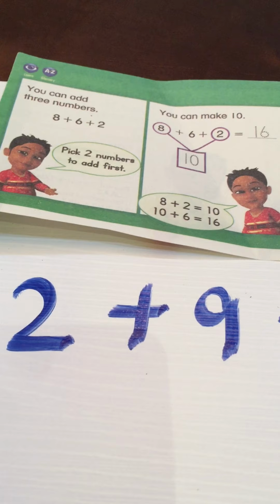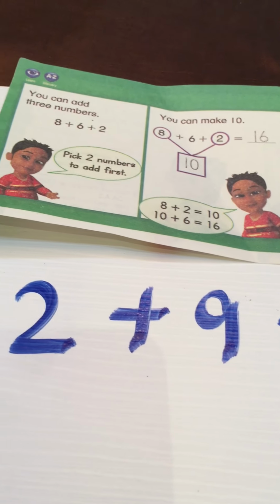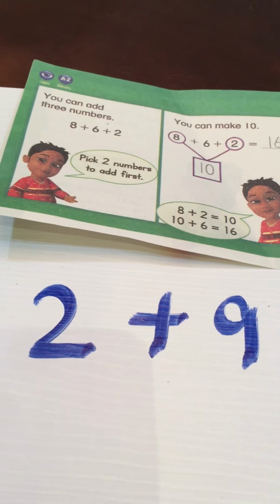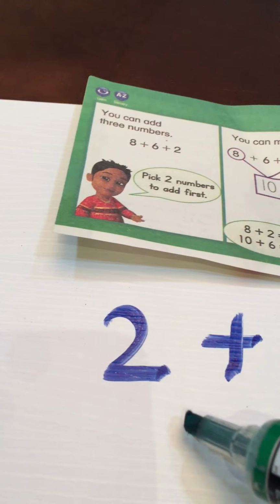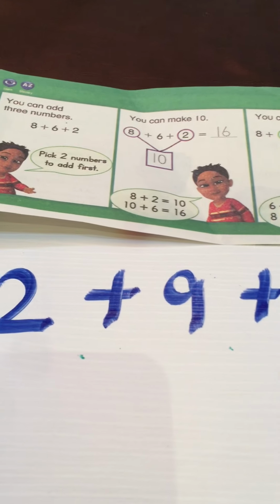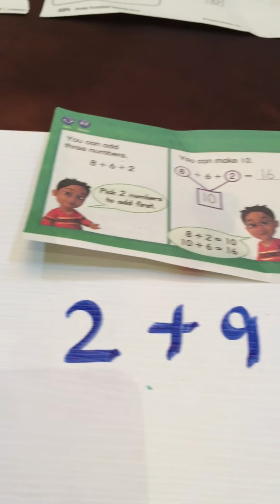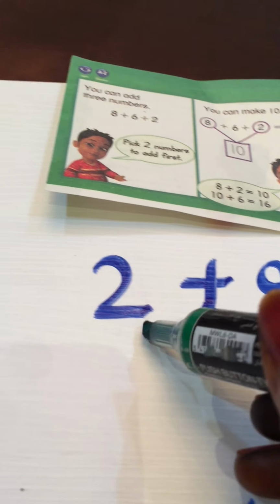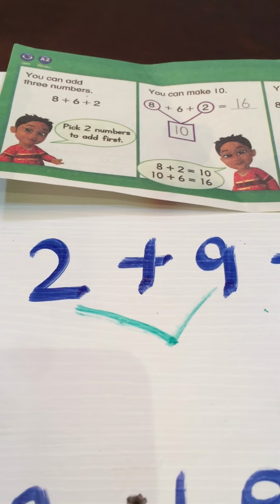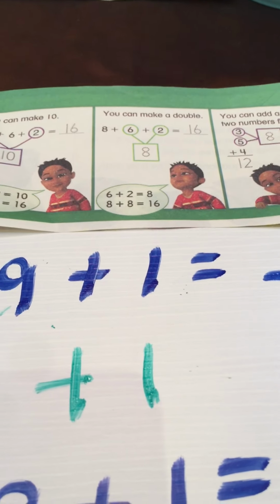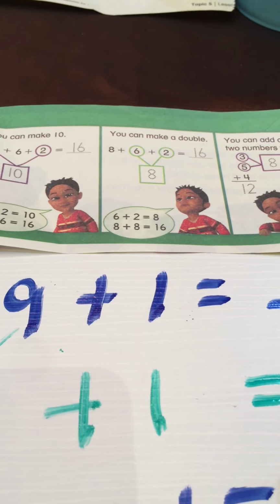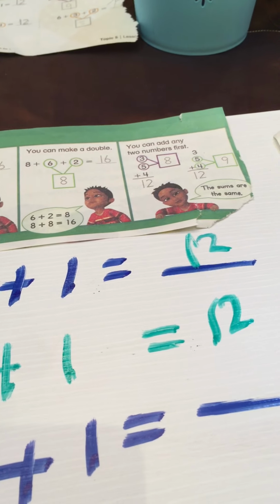Okay, we will move to another point. Now we have to add more than 2 numbers, like 3 numbers. There is an easy way to help you to add 3 numbers. If I have 2 plus 9 plus 1, there are 2 ways I can make it easier for myself to find this answer. First you can add these 2 numbers, 2 and 9, to make it easier. 2 and 9 equal 11. Then you add the 1, and your answer will be 12.